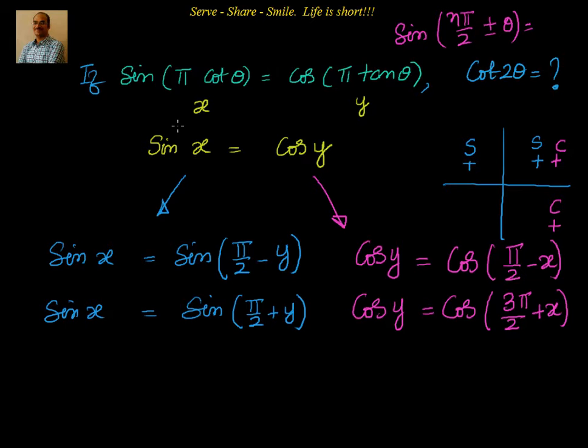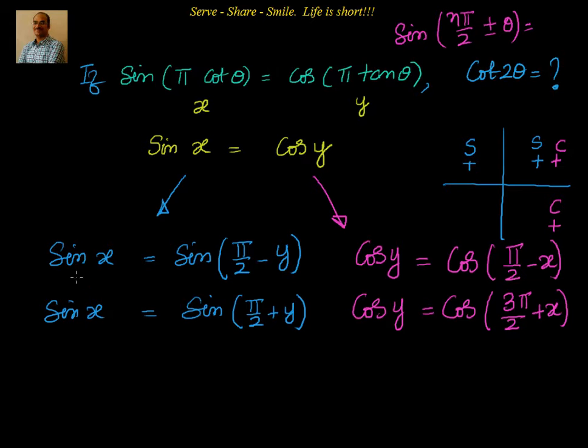If I take sin x as it is and convert the other side into sine, I get sin x equal to sin(π/2 − y), and sin x equal to sin(π/2 + y). On the other side, if I take cos y and convert this into cos, I get cos y equal to cos(π/2 − x), or cos y equal to cos(3π/2 + x), because from the third quadrant we go to the fourth quadrant. In the fourth quadrant cos is positive. Since 3 is an odd number, cos will become sine, and it will become sin x, and the sign will be positive, so cos y equals sin x. So these are the four possibilities we have.